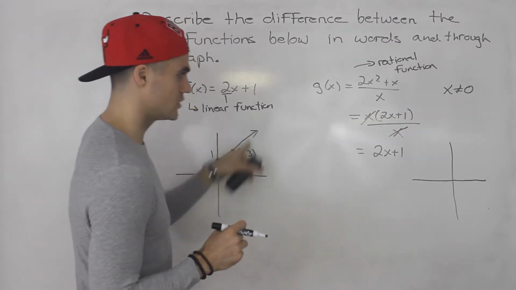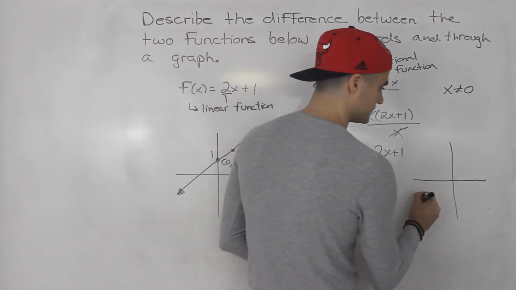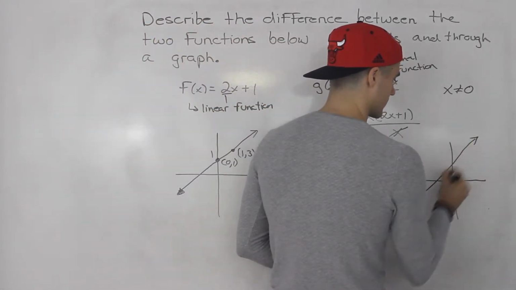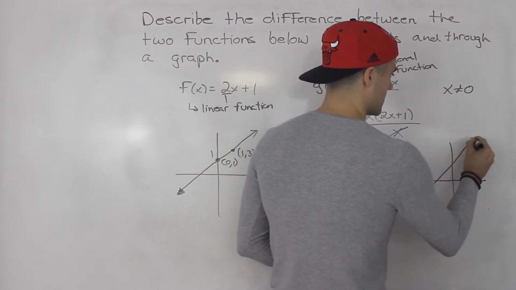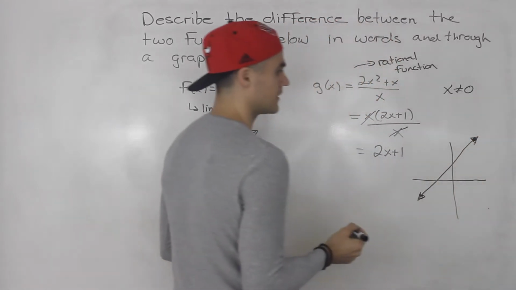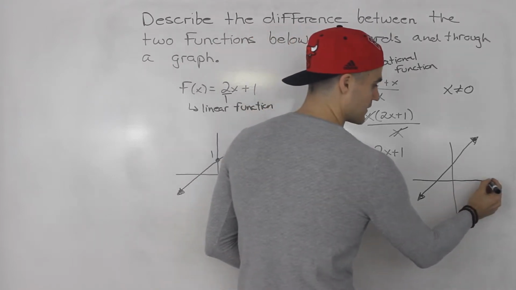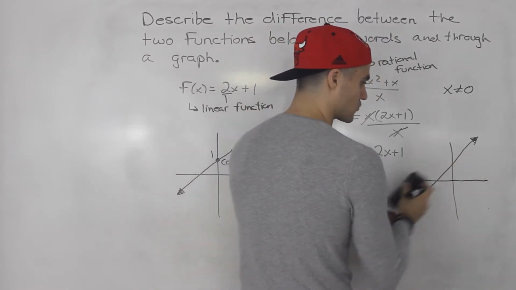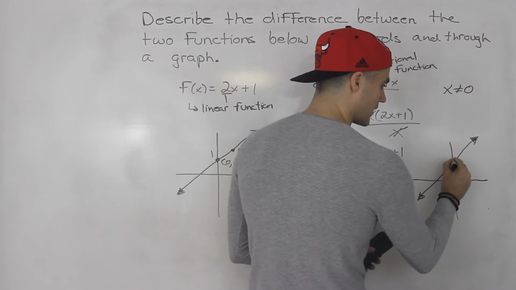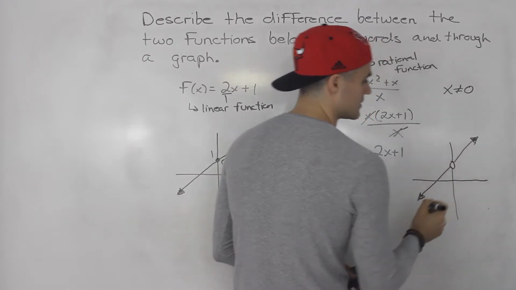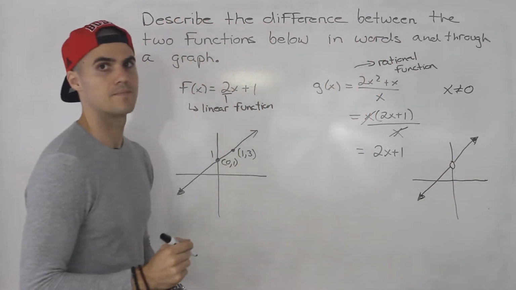So we would actually redraw this line, 2x plus 1, but there would be a hole at an x value of 0. The x value of 0 is here. So right there on the y-intercept, there is actually a hole like that.